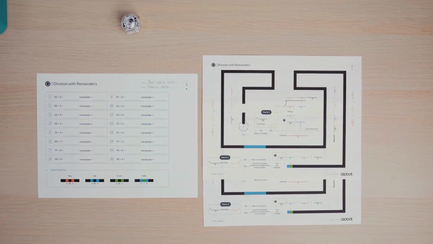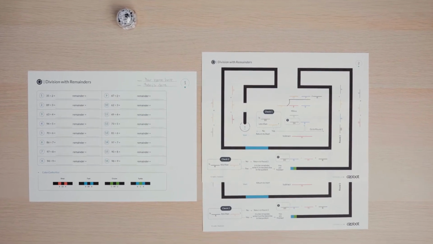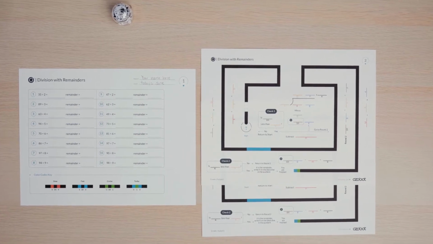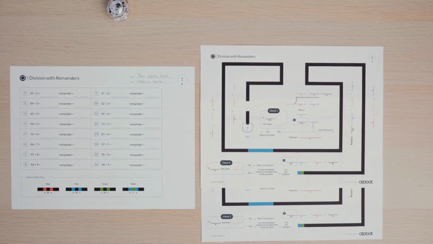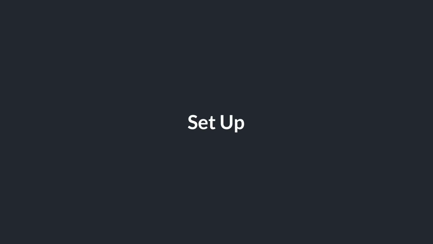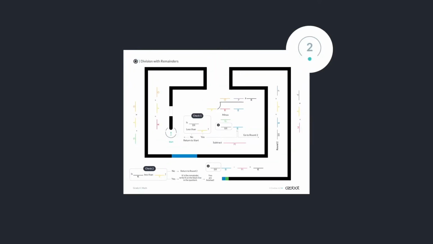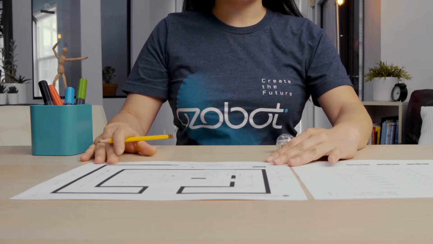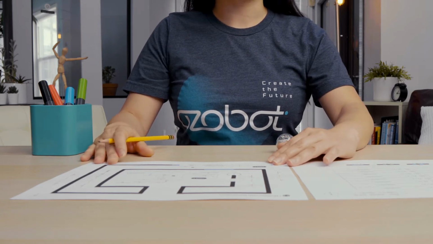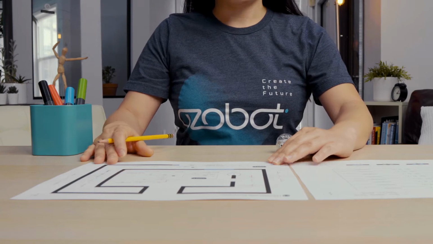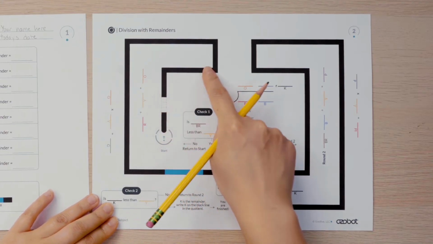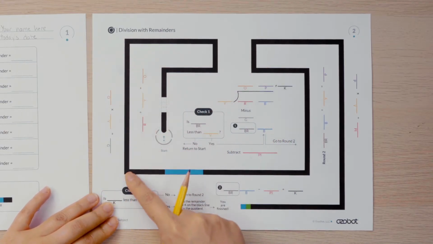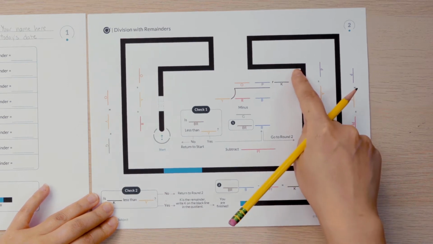Let's look at the division race with remainders activity sheet. First, we will review how to use it and then we race. Let's quickly go through the activity sheet so you can get going on finding quotients with remainders. We will be following along the black Ozobot line to get through the steps of a long division algorithm.